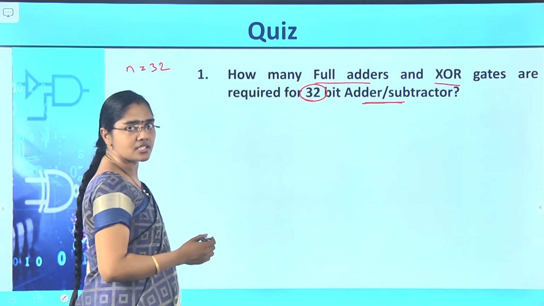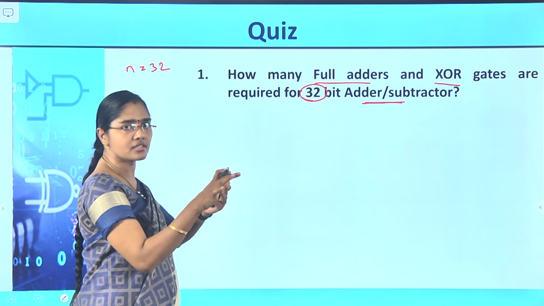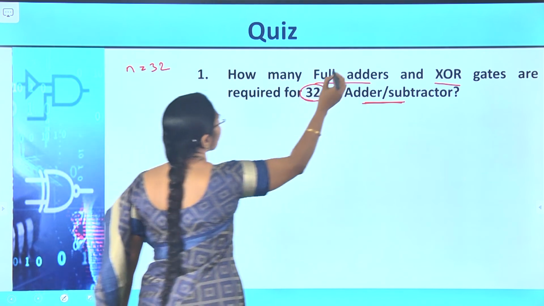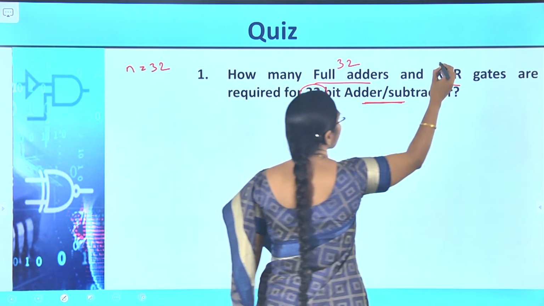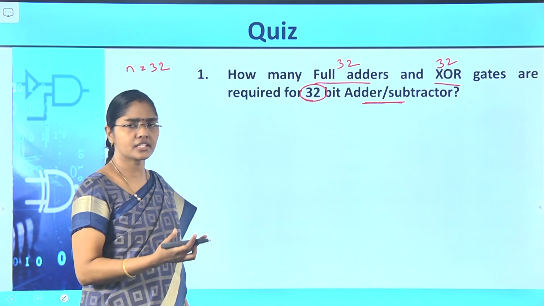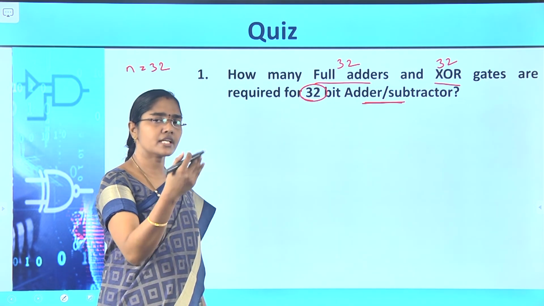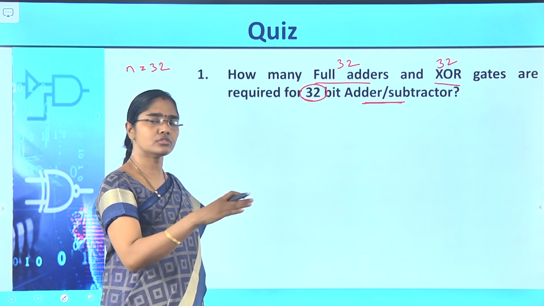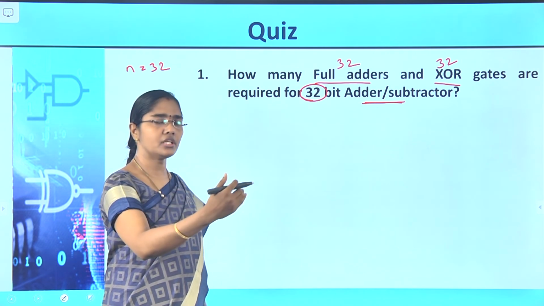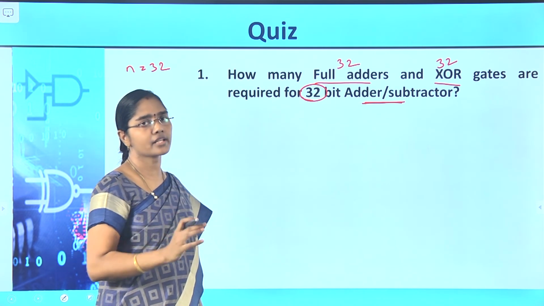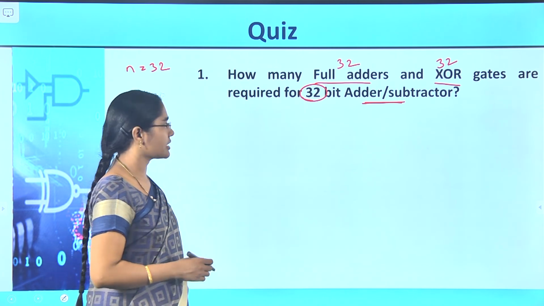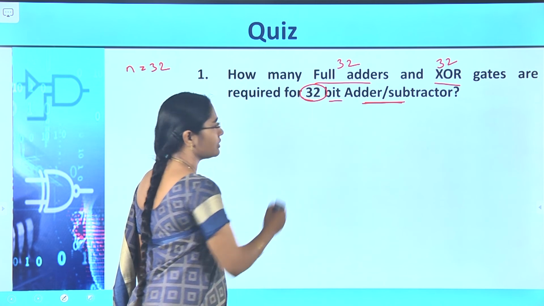Just now we have seen the structure in which full adders and XOR gates are in the same number. Therefore, the number of full adders required is 32 and XOR gates required is also 32. Because A, B are 32-bit numbers, each B bit has to be complemented for subtraction, so 32 XOR gates. And for addition of A, B, 32 bits, 32 full adders are required. Therefore, 32 full adders and 32 XOR gates are required for a 32-bit adder bar subtractor.